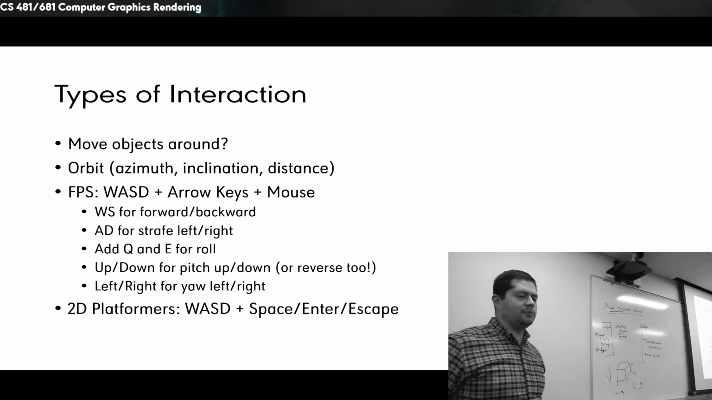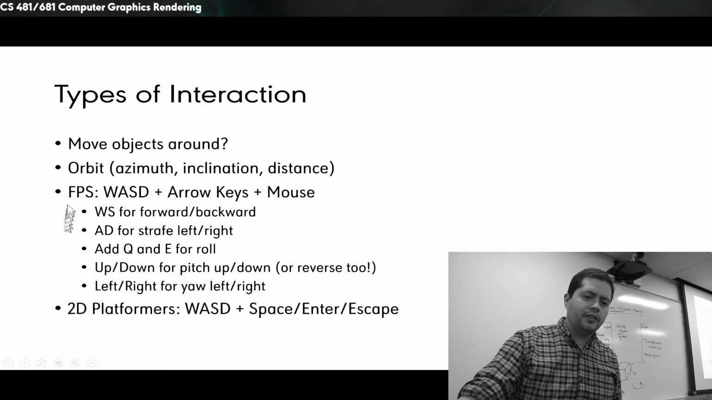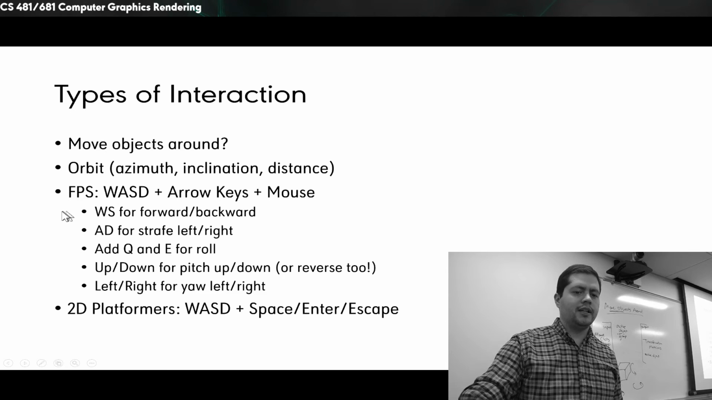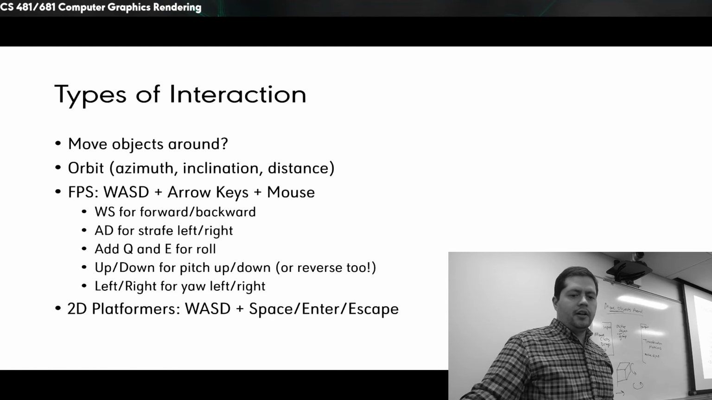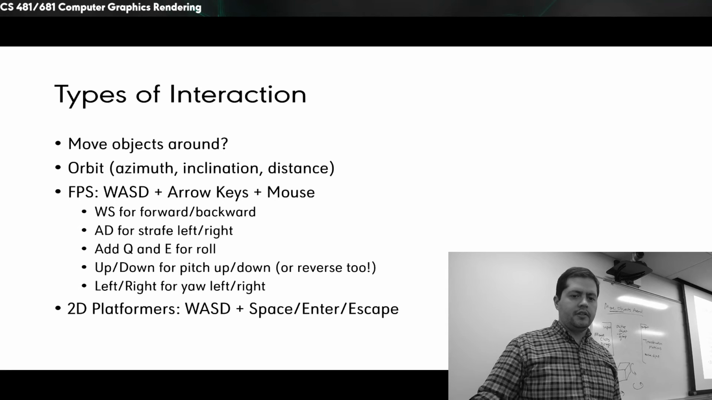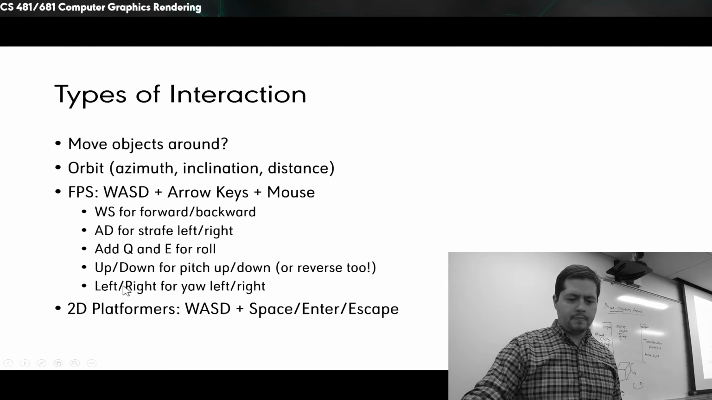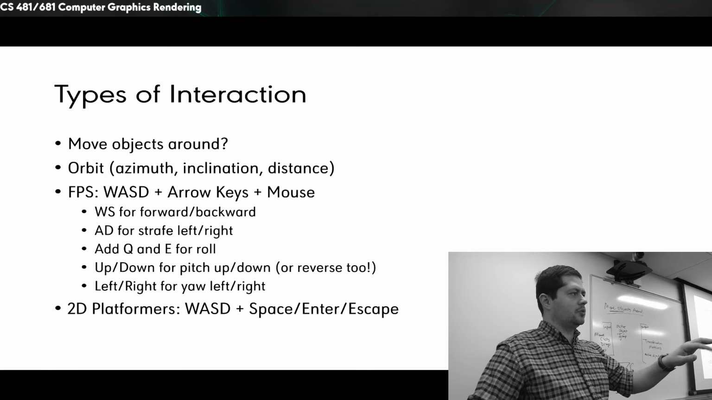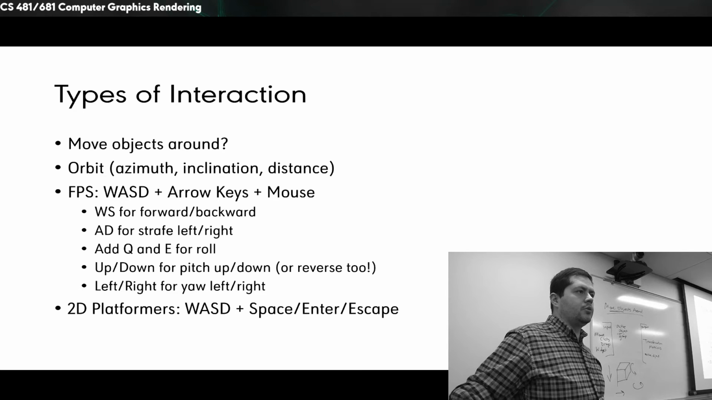So let's see if we can implement something like that today. But the other kinds you may want to do, like FPS, first-person shooter type, or maybe a flight simulator, where you use the WASD keys and the arrow keys and the mouse, right? So you may want to use WASD for moving forward and backward. Q and E kind of neighbor the W key. You can use those for anything. I like to use them for roll.